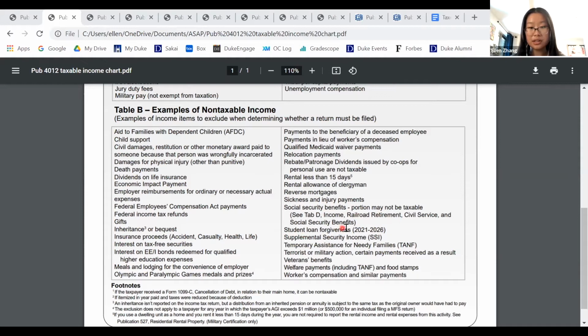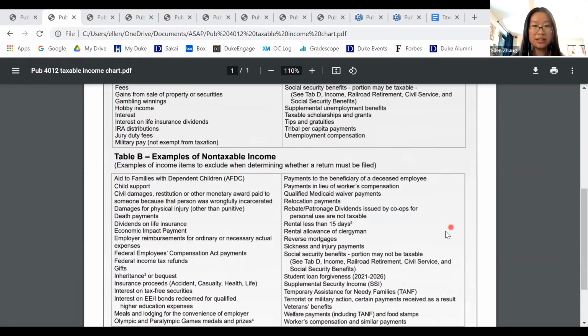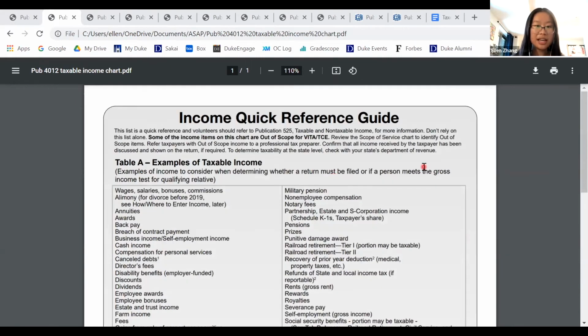Student loan forgiveness is also non-taxable, veterans benefits, and any workers' compensations and similar payments. So those are just some highlights I wanted to showcase in this very handy table. Let's go back to our slideshow.